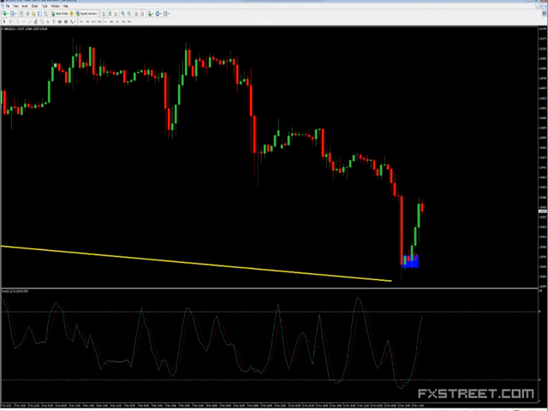My exit, the area where the sellers initiated from. Look at this area where the seller blasted down from. That's the exit area.